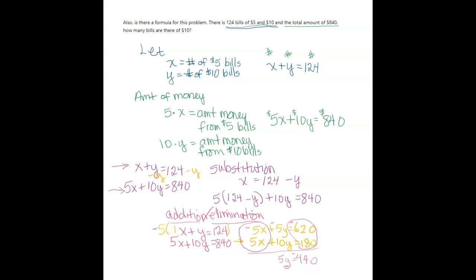Oh, I know why. It happens to me all the time. It would help if I knew how not to reverse my numbers. So this should be 840, and that will make this a positive number, 220. And then from here we can divide both sides by 5 and solve for y.